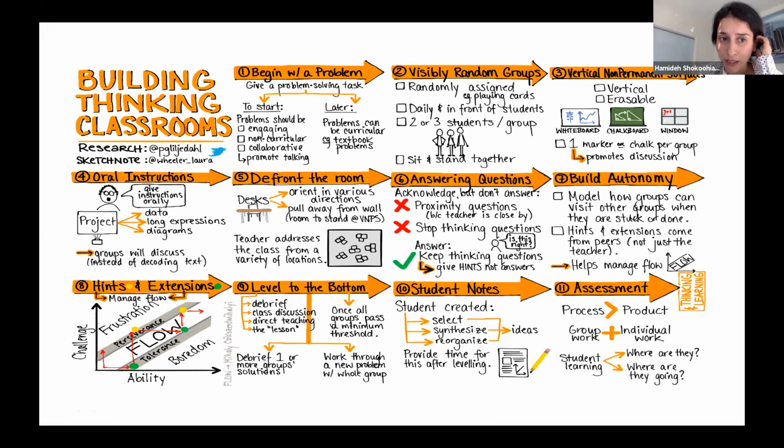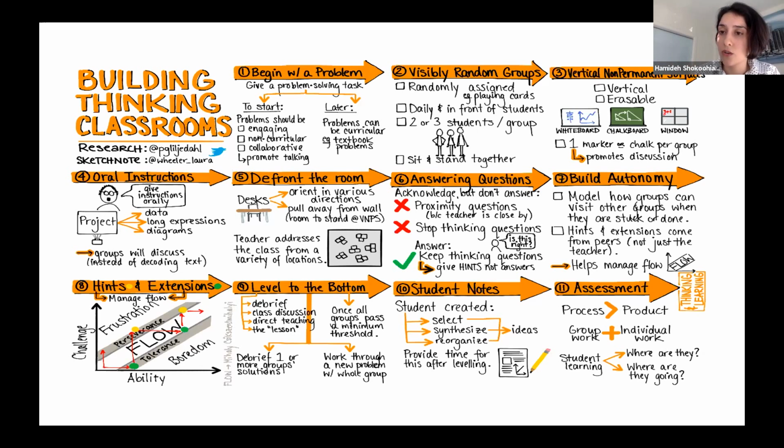Based on Building Thinking Classrooms, there are 11 elements, or 11 tools, that instructors and students can pay attention to in order to have a thinking classroom. The class starts with the instructor giving a very simple problem, one that is engaging enough and simple enough that the students will contribute and participate.